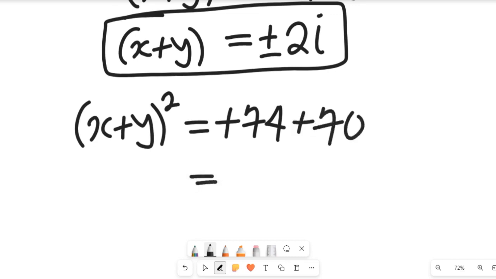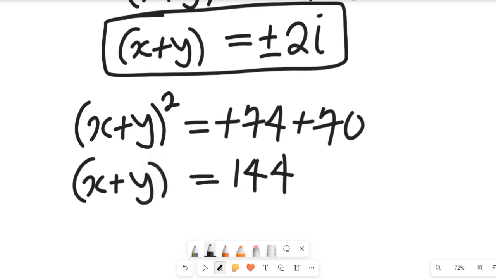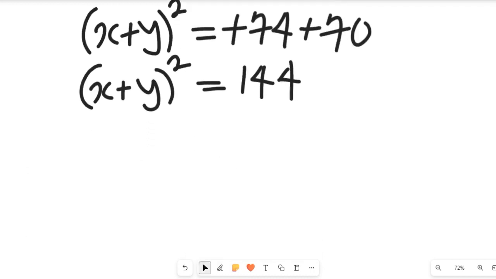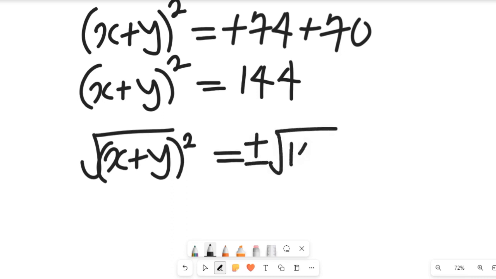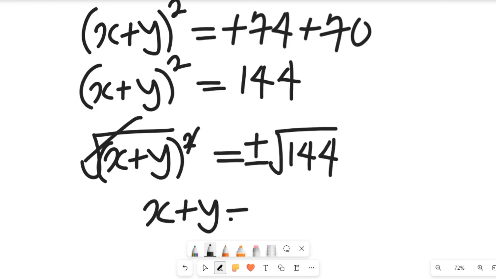What would that give us? This will give us 144, right? So (x plus y) all squared will be equal to 144. Now let's take the square root of both sides. If we take the square root of both sides, we'll have the square root of (x plus y) squared, then a plus or minus square root of 144. So what would this give us? The value of our x plus y will be equal to plus or minus 12.